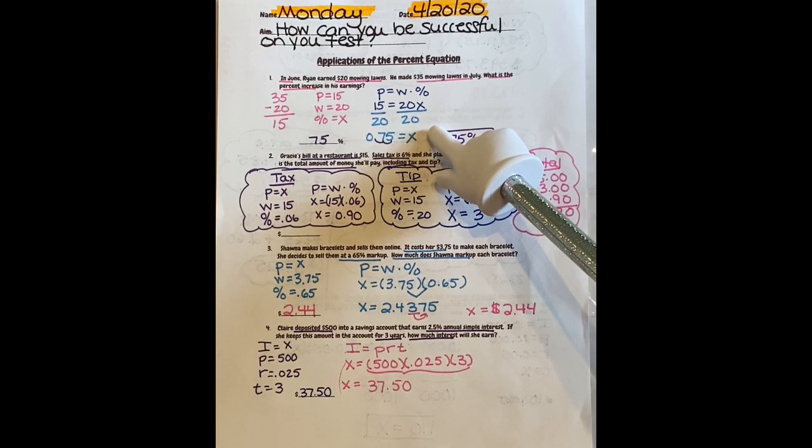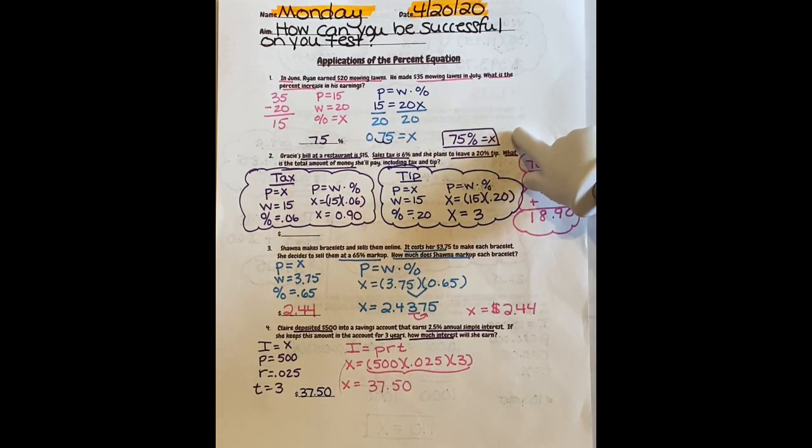But remember, when you're solving for a percent, your answer always comes out as a decimal first. You have to multiply it by 100 to get the percent. So my percent change would be 75%.